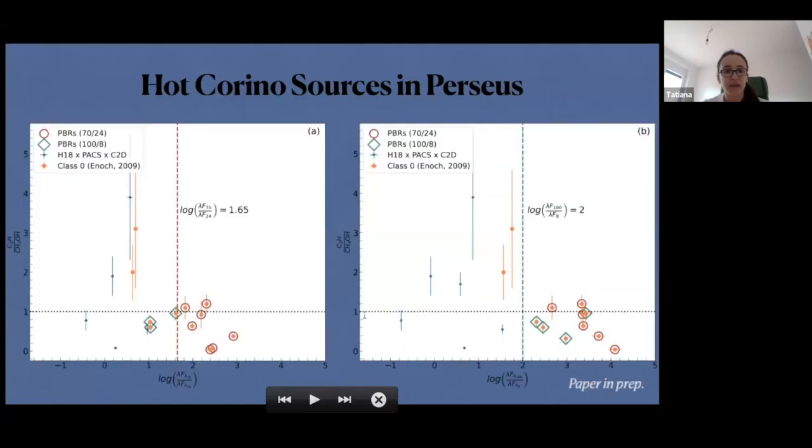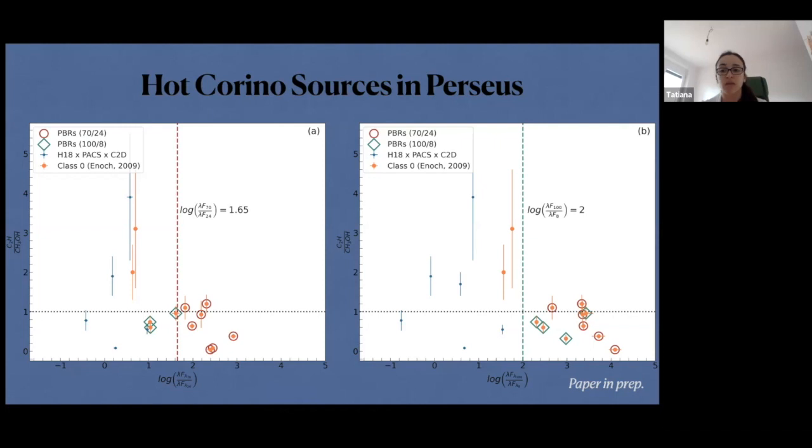So I combine everything in these plots here, and I show on the y-axis the C2H to methanol ratio from Higuchi. And on the x-axis on the left, I show the 70 to 24 micron flux ratio, the first criterion used. And on the right, the 100 to 8 micron flux ratio.